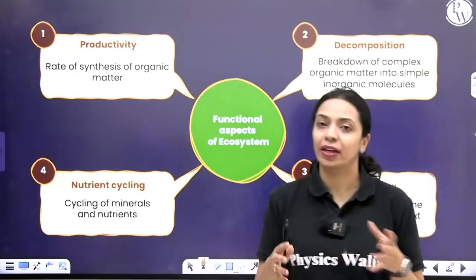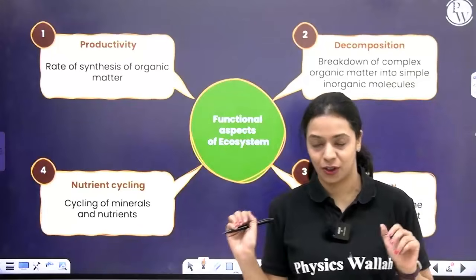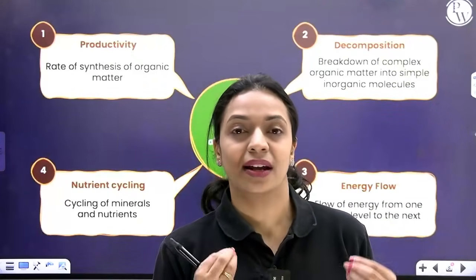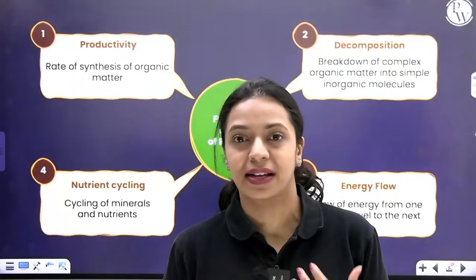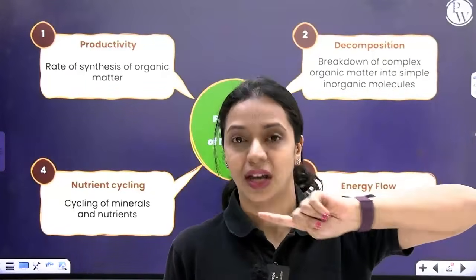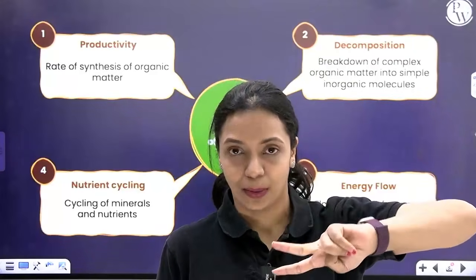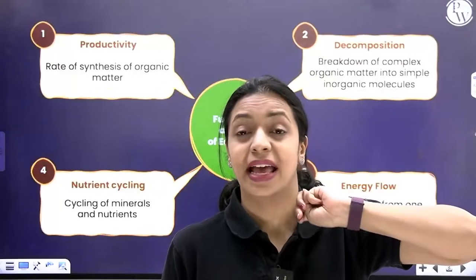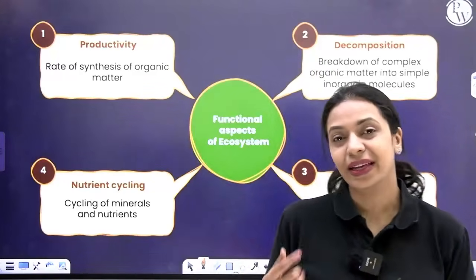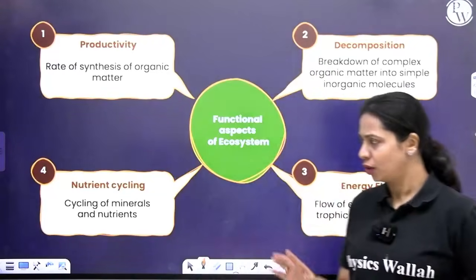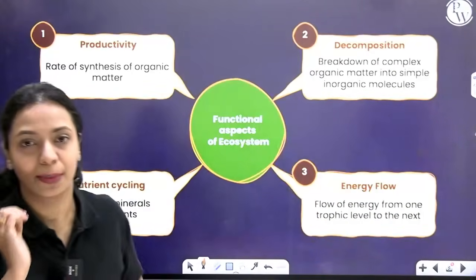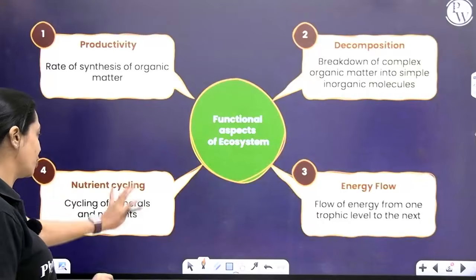I've been telling you that the ecosystem is the functional unit of nature. For an ecosystem to function as a unit, there are certain functional aspects that are at play constantly. There are 4 of them. The first one is productivity. The second one is decomposition. The third one is energy flow. The fourth one is nutrient cycling. Okay, so we will learn all about this in detail as we move on. Not all of this. Nutrient cycling we used to teach earlier, but after rationalization, this part of the chapter is deleted. So you'll not learn much about nutrient cycling.